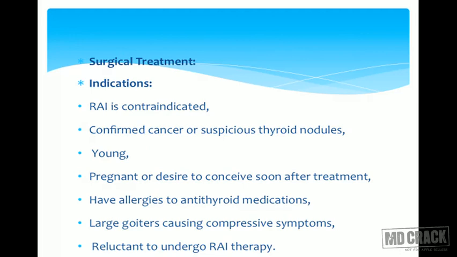What are the indications? Indications are where radioiodine is contraindicated. Next, when we have confirmed cancer or suspicious thyroid nodules, you should better remove them rather than treat with radioiodine. Young patients who may be desirous of getting rid of tissue may be offered surgical treatment. Patients who are pregnant or who desire to conceive soon after treatment should be offered surgical treatment. Patients who have an allergy to antithyroid medications may be given the surgical option. Large goiters causing compressive symptoms should be offered surgical treatment as the initial modality.